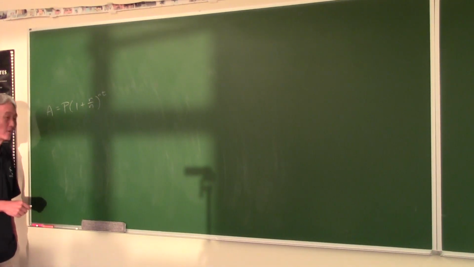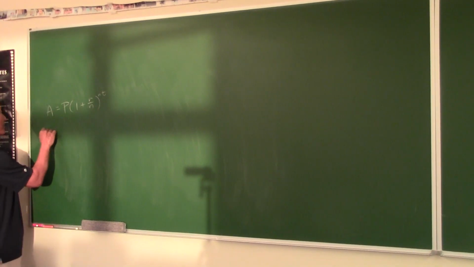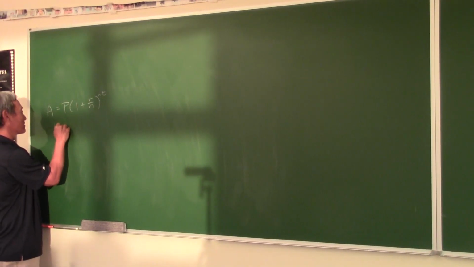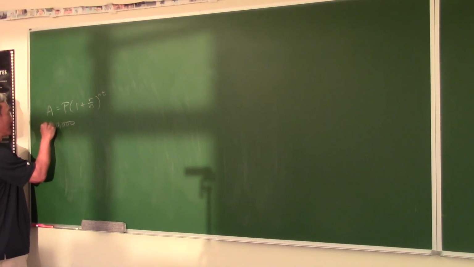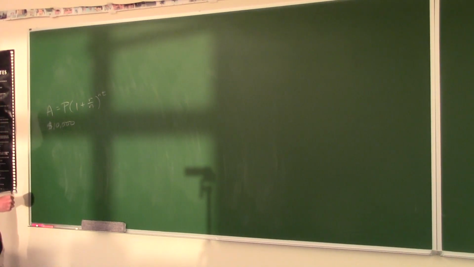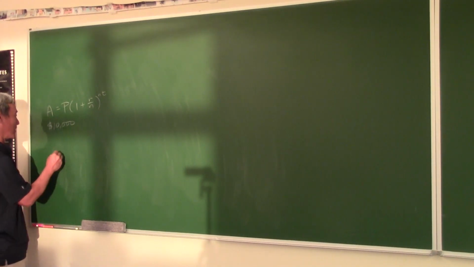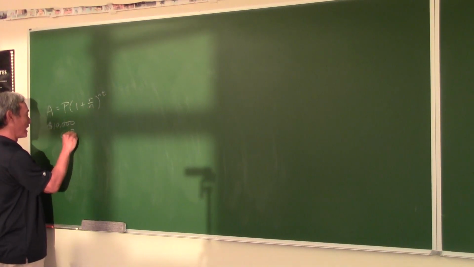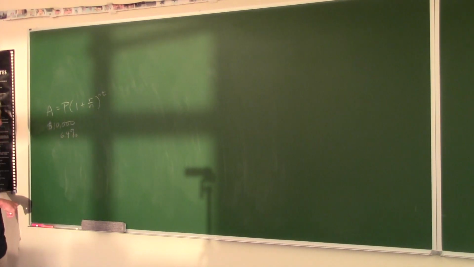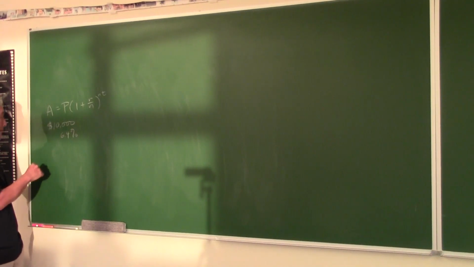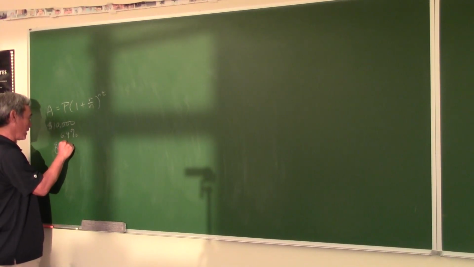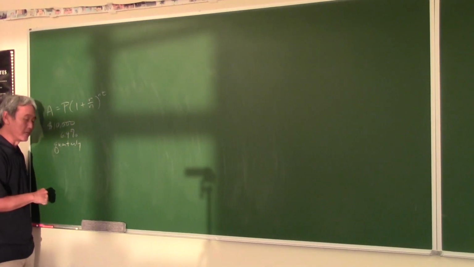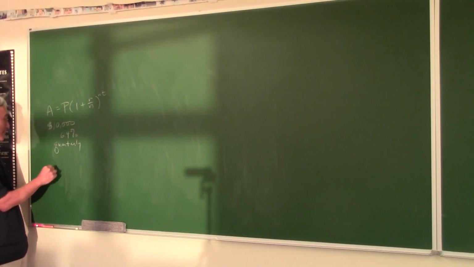So, for example, what if I say I'm going to invest $10,000 into an account paying an annual rate of, how about, 6.4%, that's kind of good, and interest is going to be compounded quarterly. How much money will be in the account after, say, 5 years?